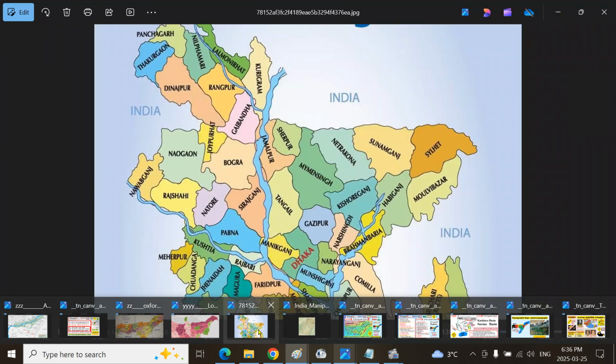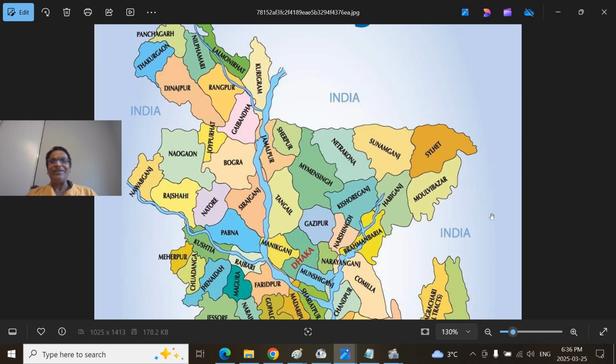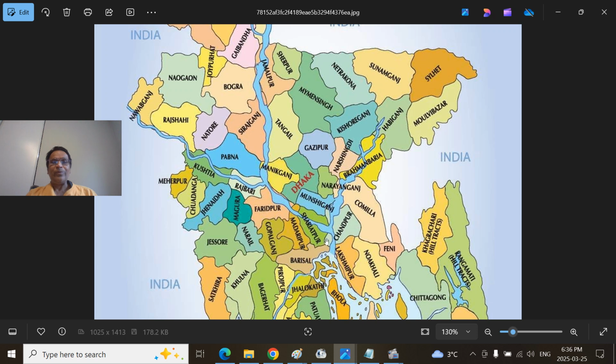So what are the parts of this region? You can see Sylhet, Maulvi Bazar, Sunamganj and Habiganj. This is the historic Mymensingh district east of the Jamuna river. Mymensingh is there, then Jamalpur, Tangail, Dhaka, Gazipur, Narsingdi like that, and Chandpur where the combined stream flows.